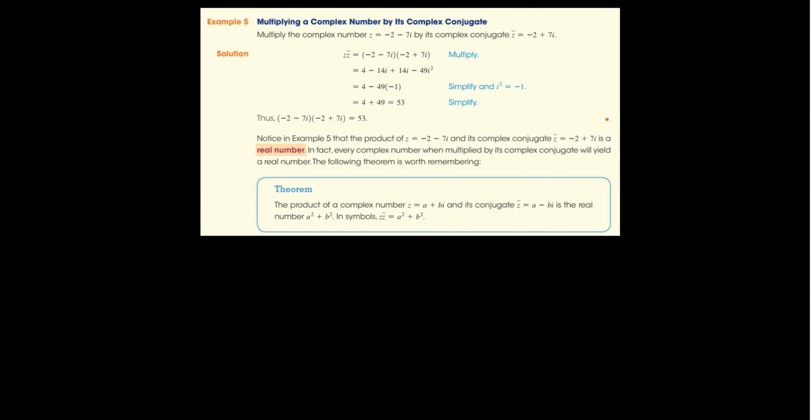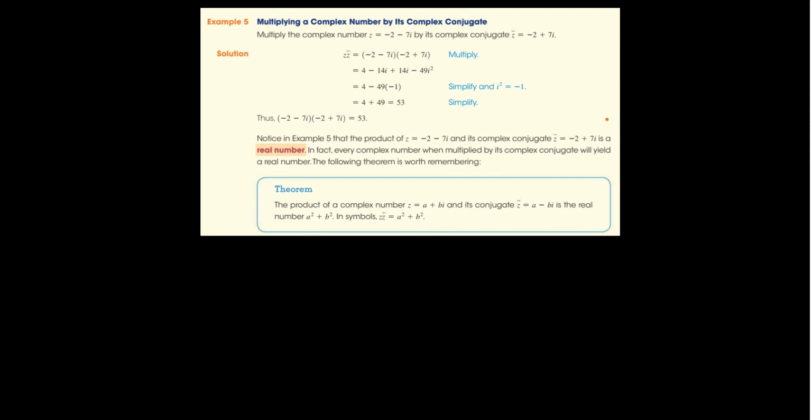Notice in example 5 that the product of z equals negative 2 minus 7i and its complex conjugate is a real number, the real number being 53. In fact, every complex number, when multiplied by its complex conjugate, will yield a real number. The following theorem is worth remembering. This is definitely 100% worth remembering. It reads: the product of a complex number and its conjugate is the real number a squared plus b squared.